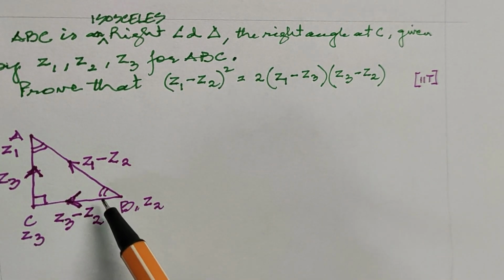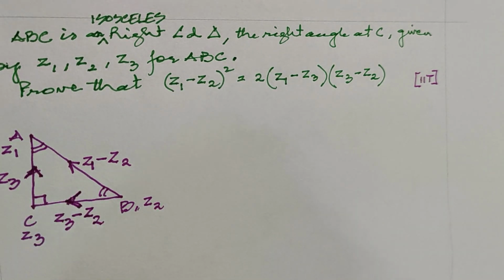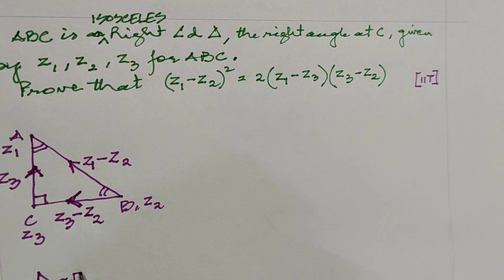Now we'll use our facts that this is isosceles and this is 45 and 45. One attribute of an isosceles right angle triangle is that if this is A, then this is A root 2, and the angles are 45 each. So we'll have to use these facts given in the question.